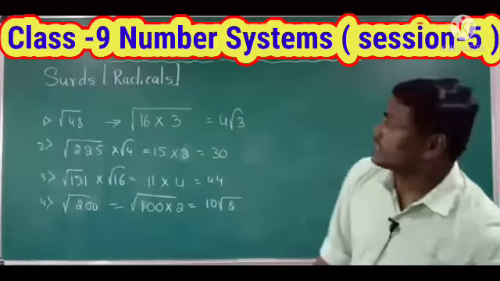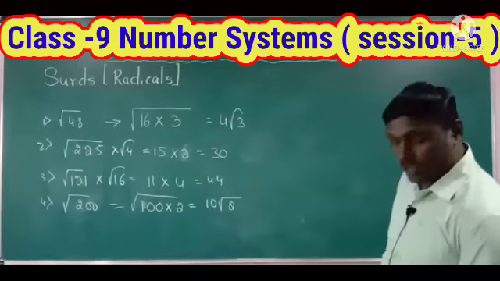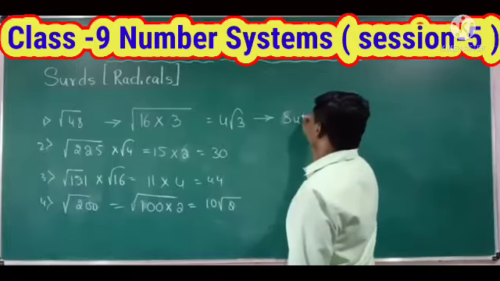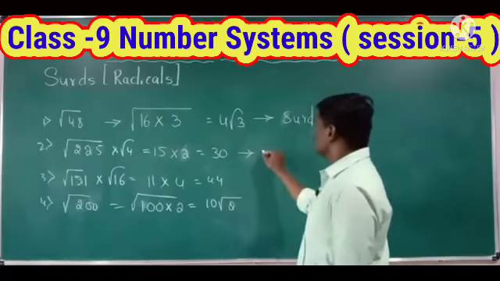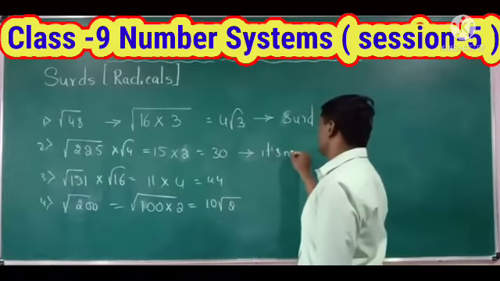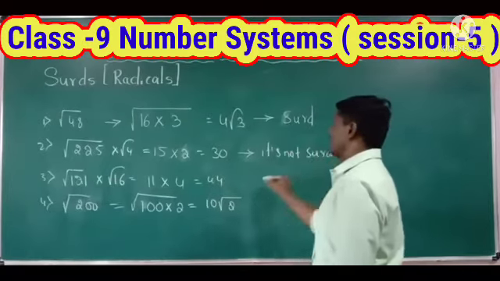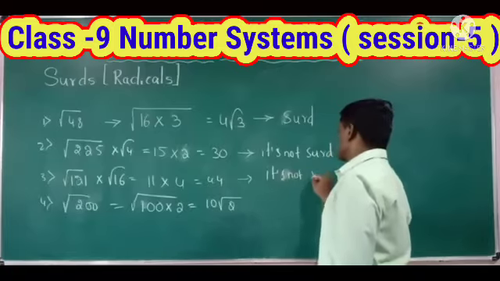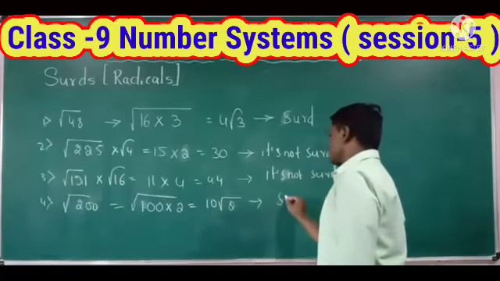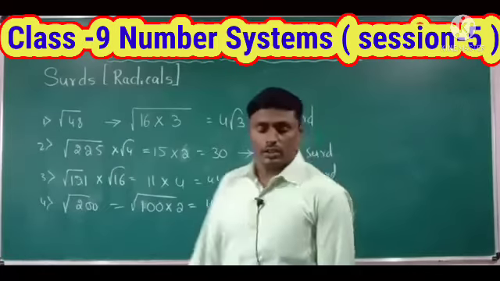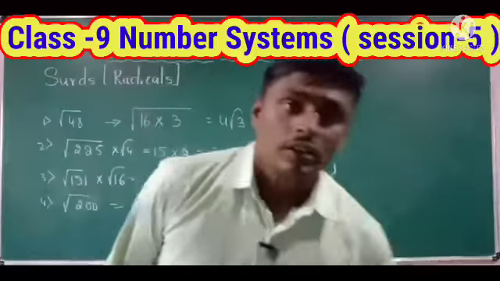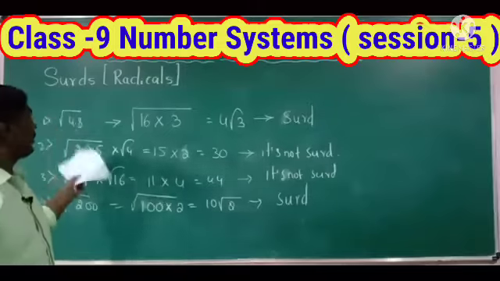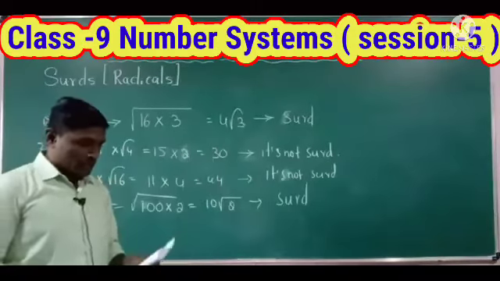So now you can easily classify which one will form a surd and which will not. So the first one is a surd. Second one, it's not a surd or radical. The third is also not a surd. And the fourth one, it is a surd. Okay. So these are some examples. With the help of these examples, we are identifying which of the given irrational numbers will form surds.